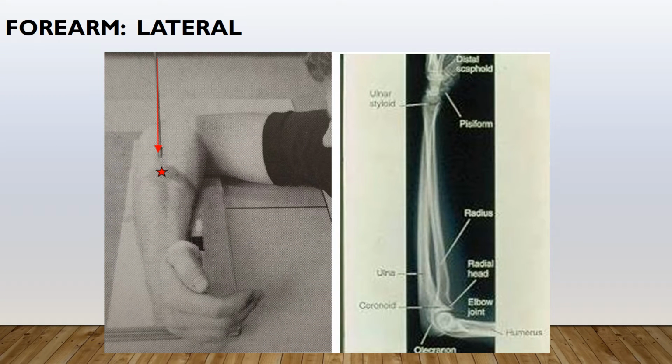Lateral forearm, once again, we have the patient seated to the side of the table. We have their arm bent. We have the humerus, the forearm, and the wrist all at the same level. You can bisect, make sure you're in the center of the forearm, and make sure that the wrist is also lateral.